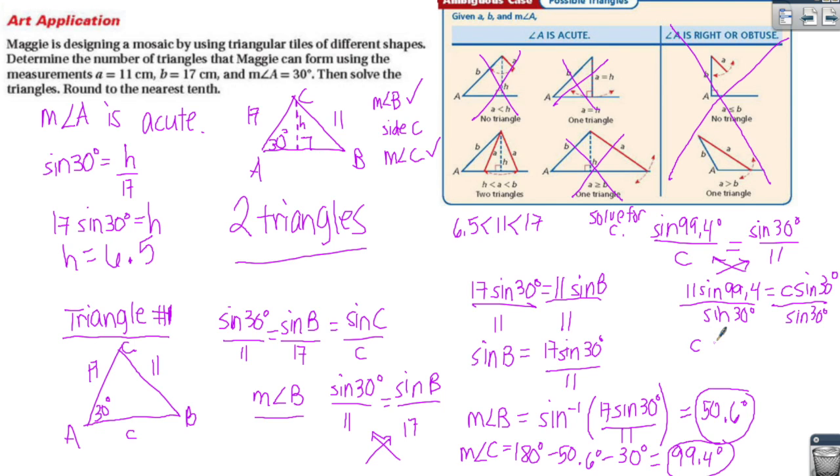So to solve for C, we have 11 multiplied by sine 99.4 over the sine value of 30 degrees. Again, you enter this and evaluate it in your calculator. No, you do not need to use the inverse because you're not looking for an angle measure. You're just looking for a side length. Once you do, we end up with a 21.7 unit measure. So we found the two missing angle measures, including the side length C.